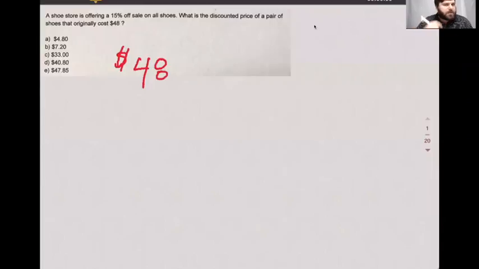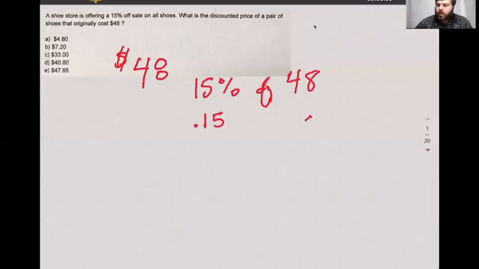Now, be careful. Some of these problems tell you that the new price is $48, and to do that, we would do it a little bit differently. Basically, I want to know what 15% of $48 is. Remember, you always convert that to a decimal, or remember that 15% means 15 divided by 100, but that gives you 0.15. It's the same thing. Of means multiply, and 48.